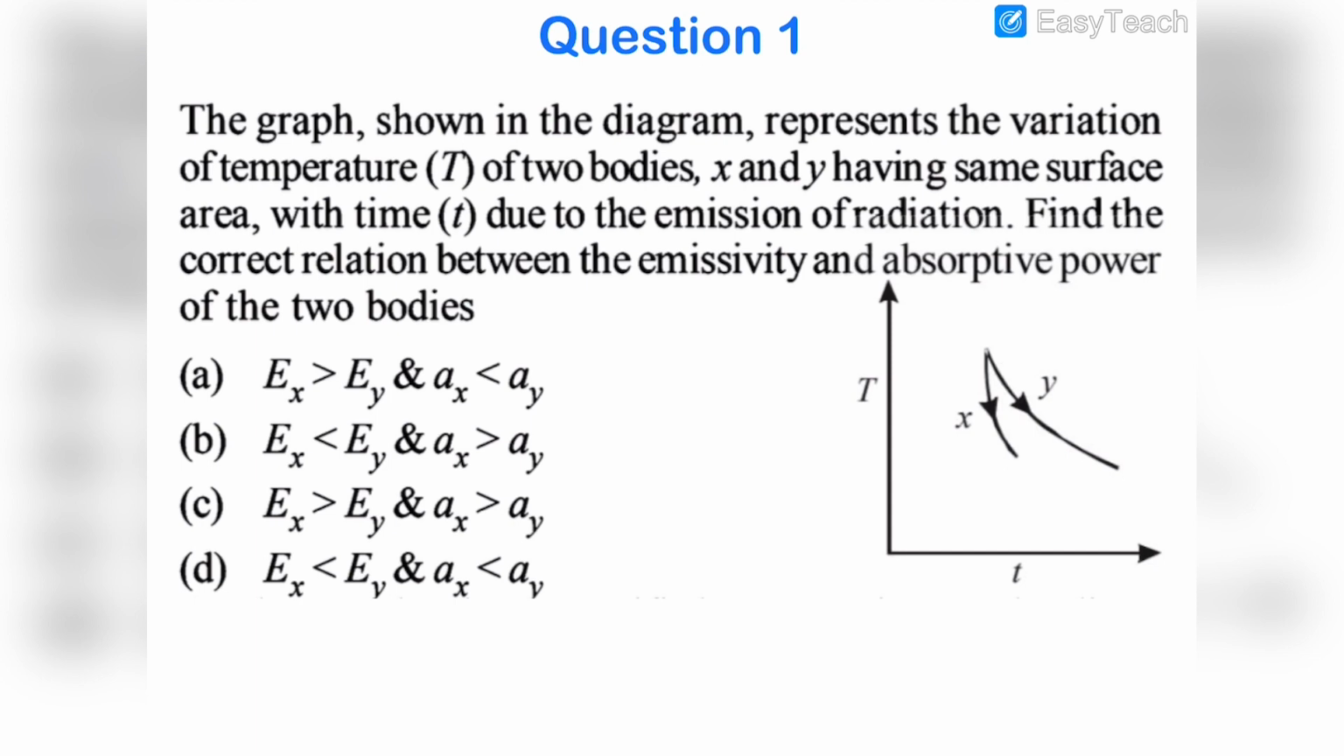So we know that according to Kirchhoff's law, absorptivity is directly proportional to the emissivity. So obviously the absorptivity of X would be greater than the absorptivity of Y. So the correct option for this is option C. Now we move on to the next question.